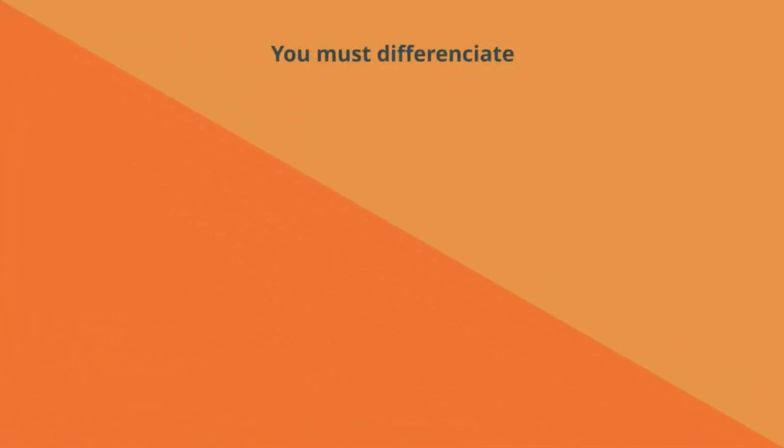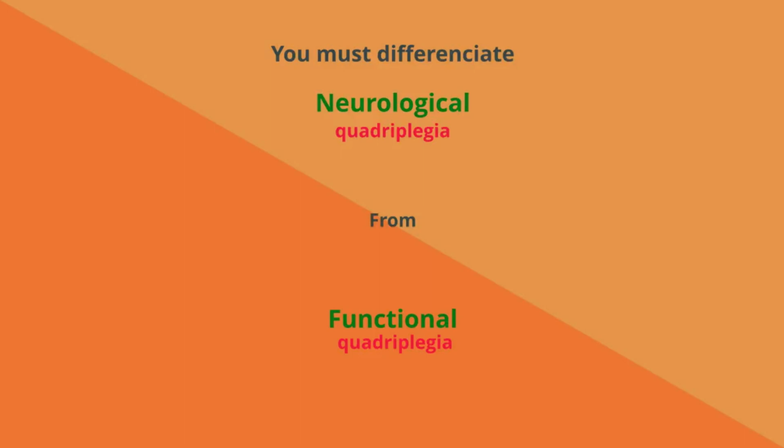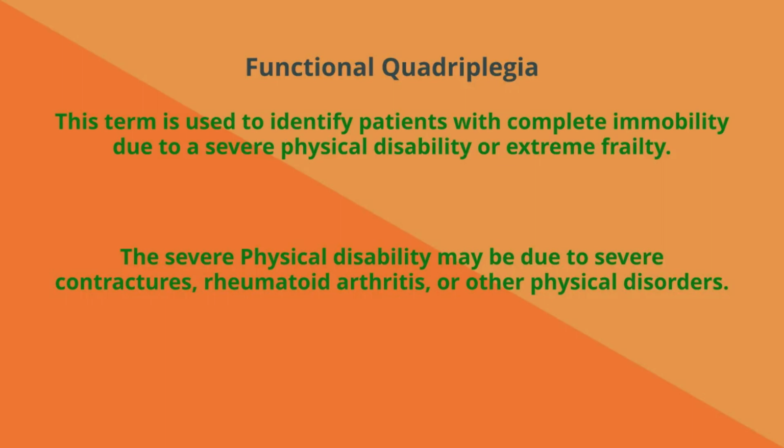Differentiate neurological quadriplegia from functional quadriplegia. Functional quadriplegia is a term used in ICD-10-CM to identify patients with complete immobility due to severe physical disability as seen in severe contractures, rheumatoid arthritis, or patients with extreme frailty due to severe physical deconditioning as seen in severe dementia.